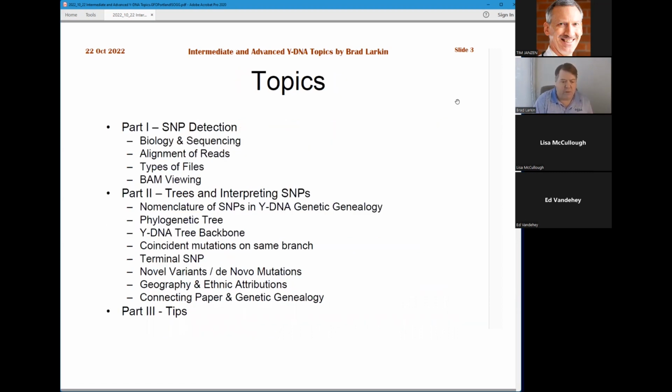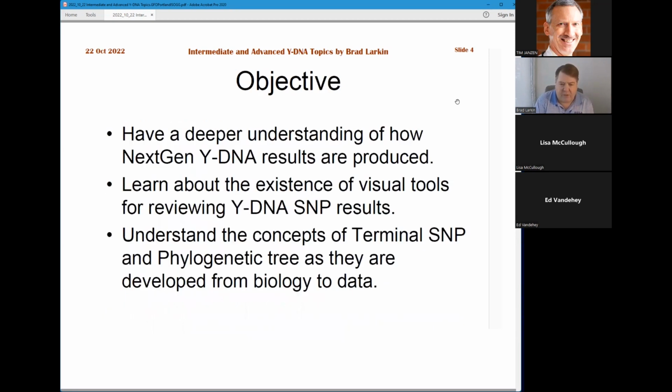Part one is SNP detection. Part two is going to be trees and interpreting SNPs, collections of SNPs. And part three is some tips and things. So our goal here is for you to have a deeper understanding, learn about the existence of visual tools for reviewing Y-DNA SNP results, and understand the concepts of terminal SNP and phylogenetic tree.